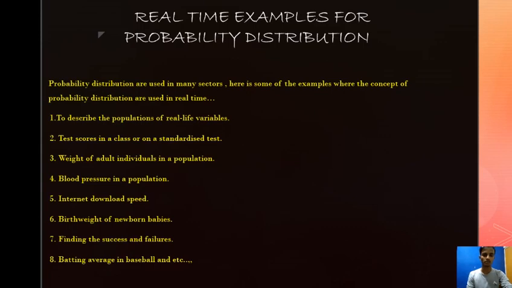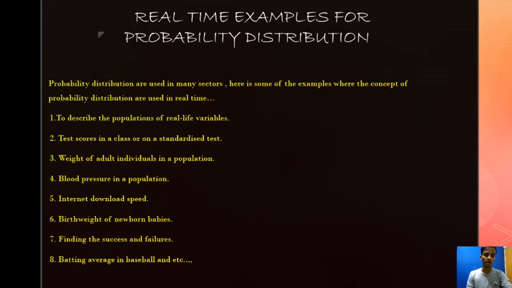First, to describe the population of a real-life variable. Second, to score in a class or on a standardized test. Third, weight of adult individuals in a population. Fourth, blood pressure in a population. Fifth, internet download speed. Sixth, birth weight of newborn babies. Seventh, finding the successes and failures. Eighth, batting average in basketball, and so on.